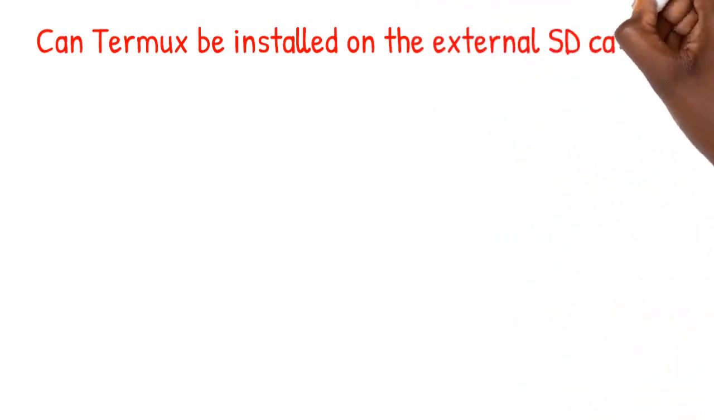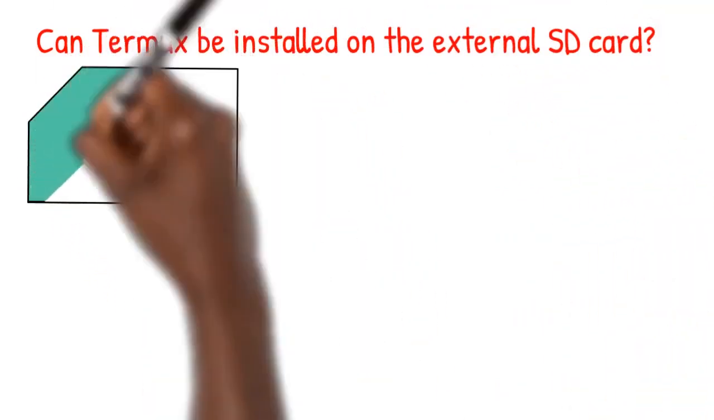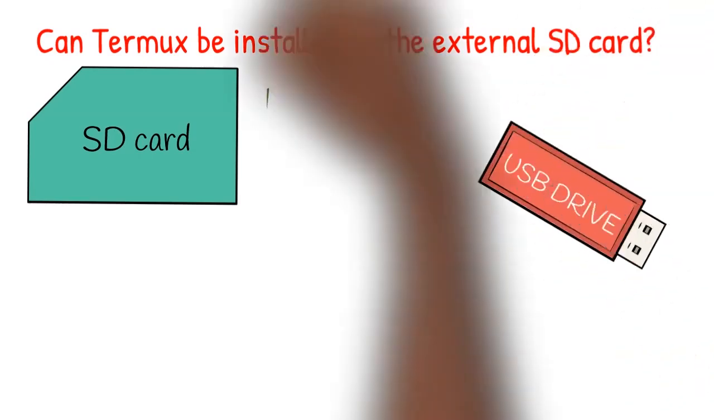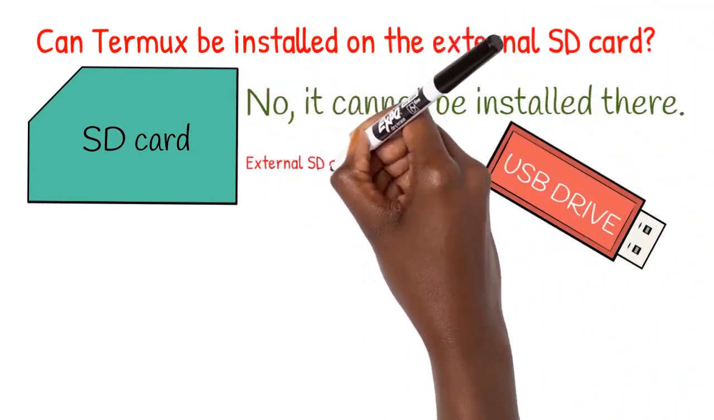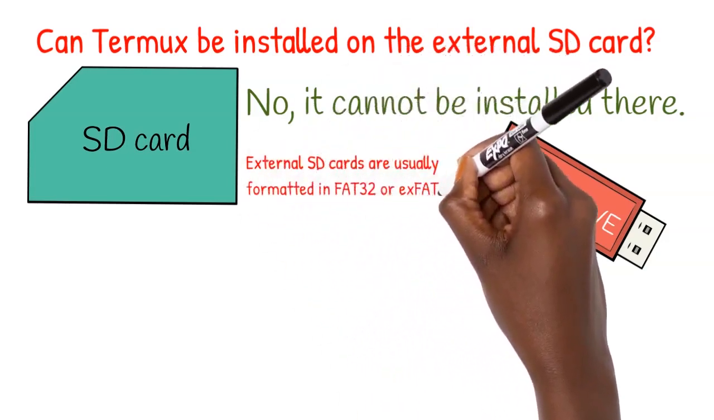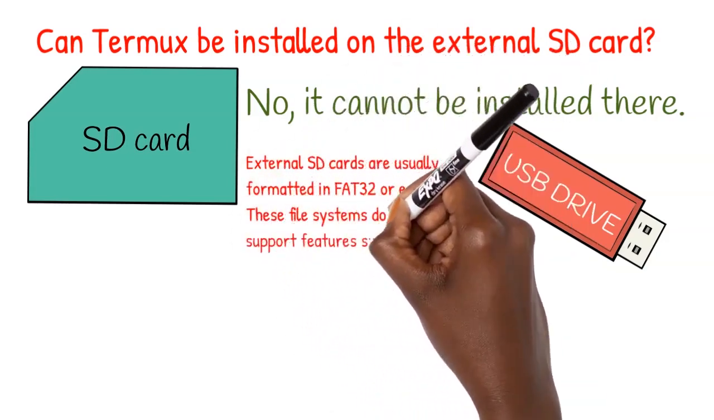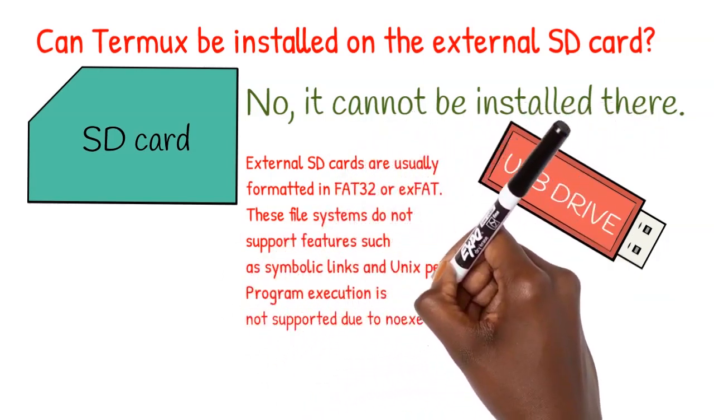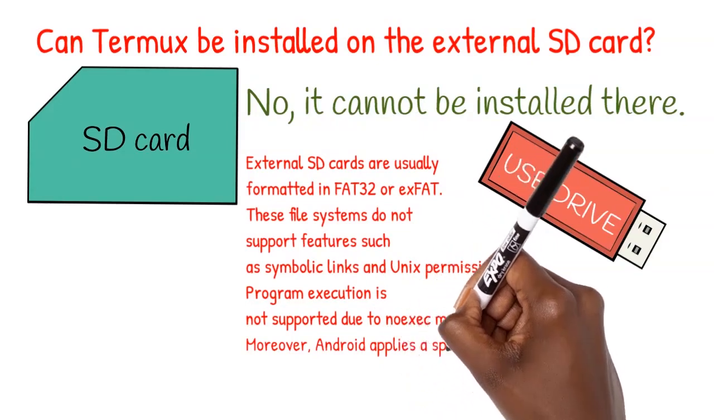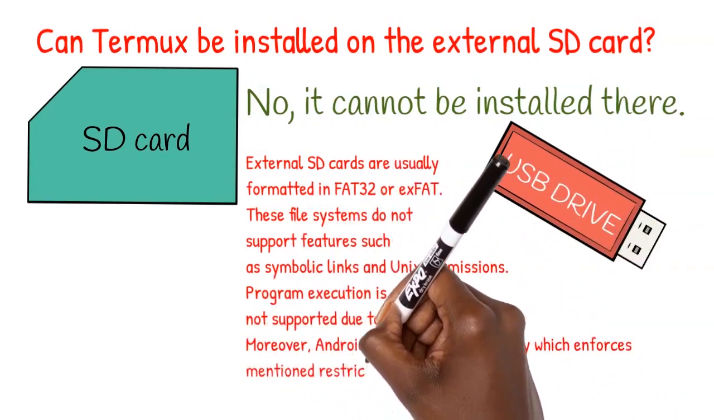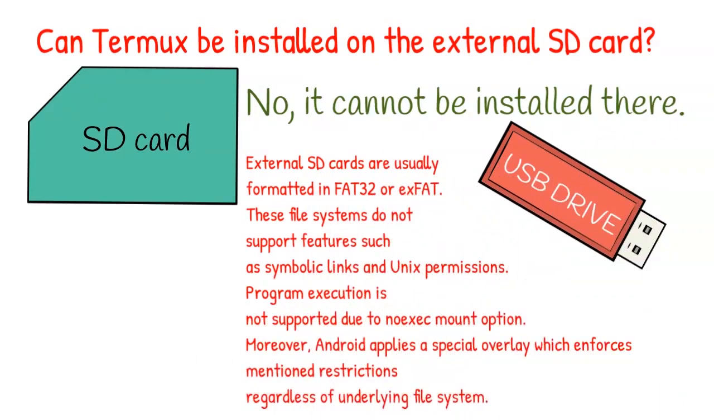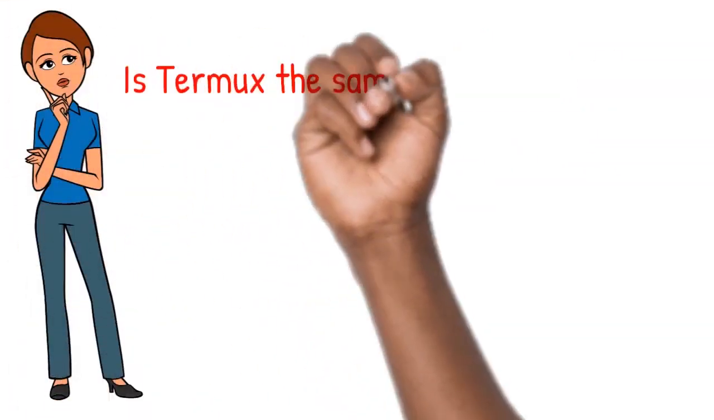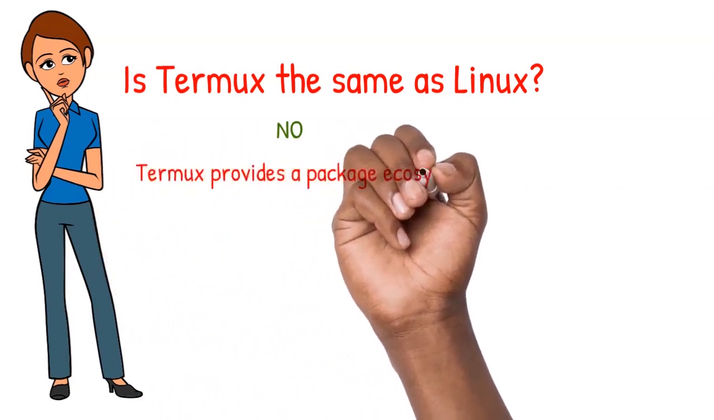Can I install Termux on SD cards? No, it cannot be installed there because external SD cards are usually formatted in FAT32 or exFAT. This file system does not support some features applicable to Unix permissions. For example, program execution is not supported in the mount options, and moreover, Android applies a special overlay which enforces the mentioned restrictions regardless of underlying systems.